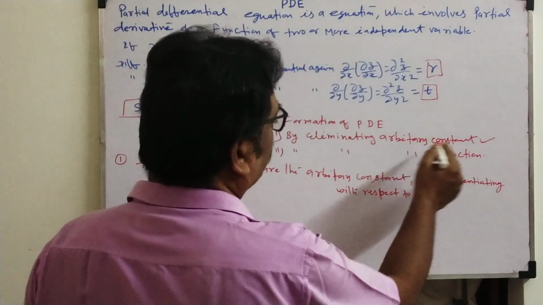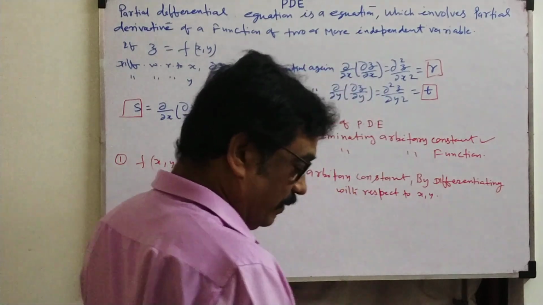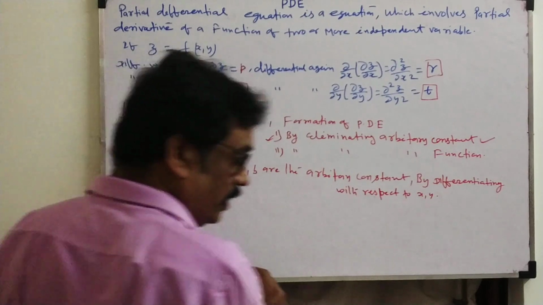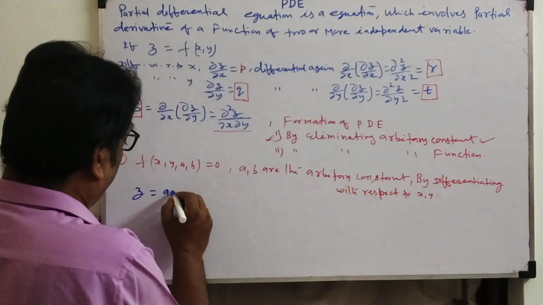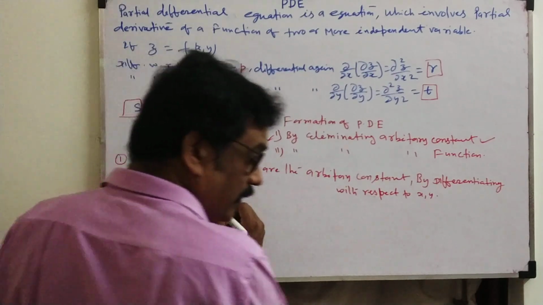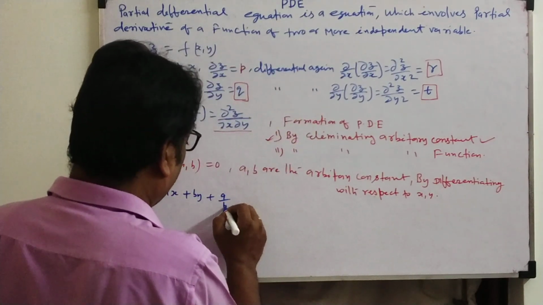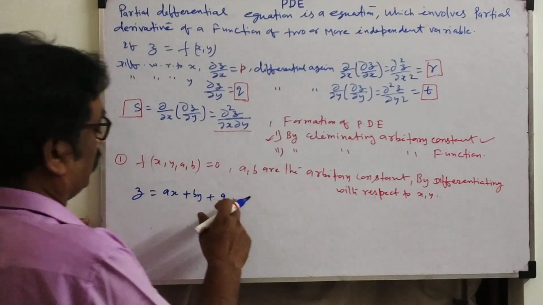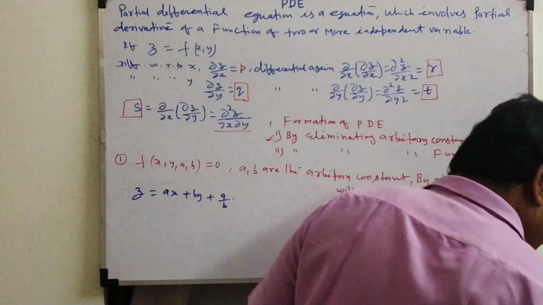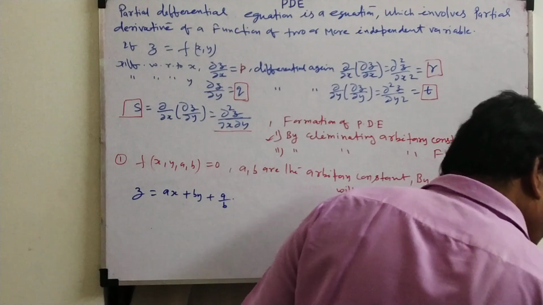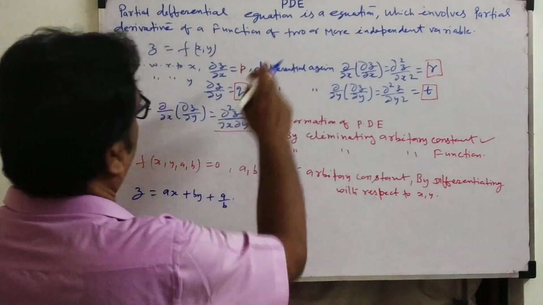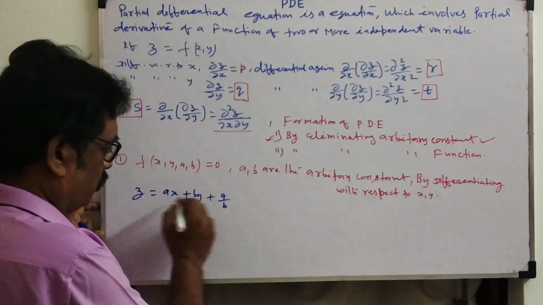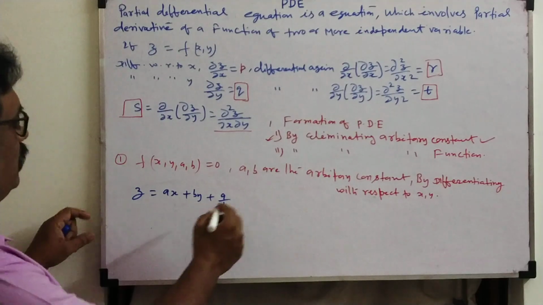Now how to eliminate the arbitrary constants? I will give one simple example. Suppose they give z equal to ax plus by plus ab. They will ask the question like this: form the partial differential equation by eliminating the arbitrary constants. So they will give this expression, z equal to ax plus by plus ab.